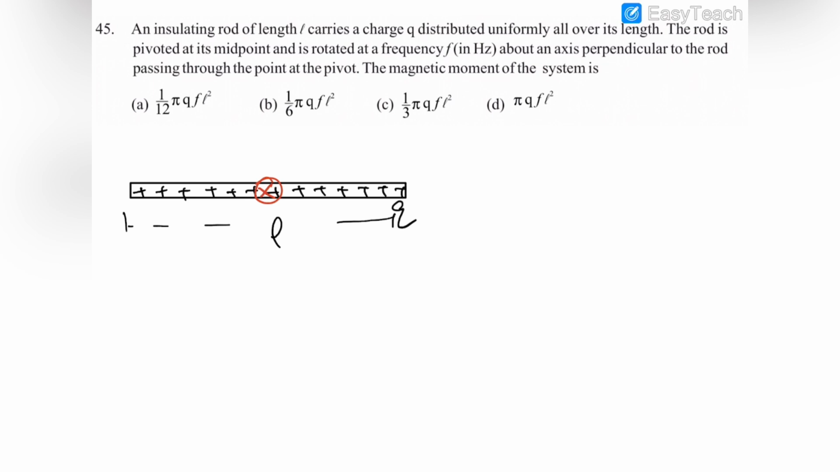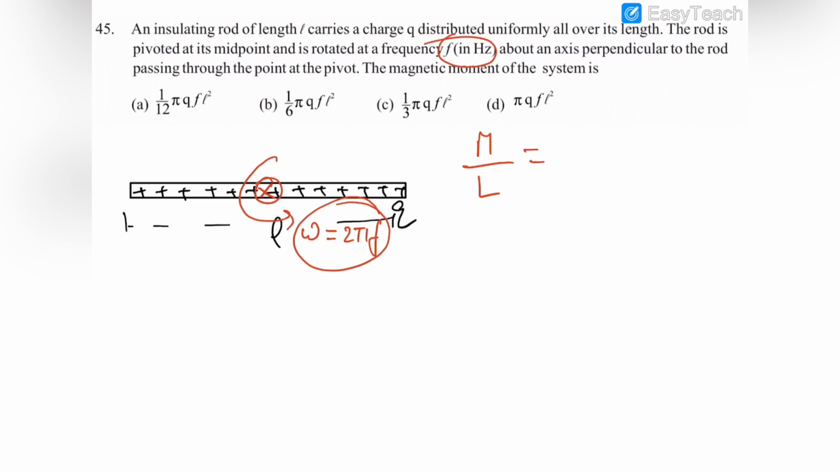Okay. Now it is being rotated with a frequency of f, and we have to find out the magnetic moment of this system. So let us find out the omega first of all, and omega will be 2 pi f. Now we know that for any kind of charged body, the ratio of magnetic moment and angular momentum, in fact m upon L, where m is the magnetic moment and L is the angular momentum.